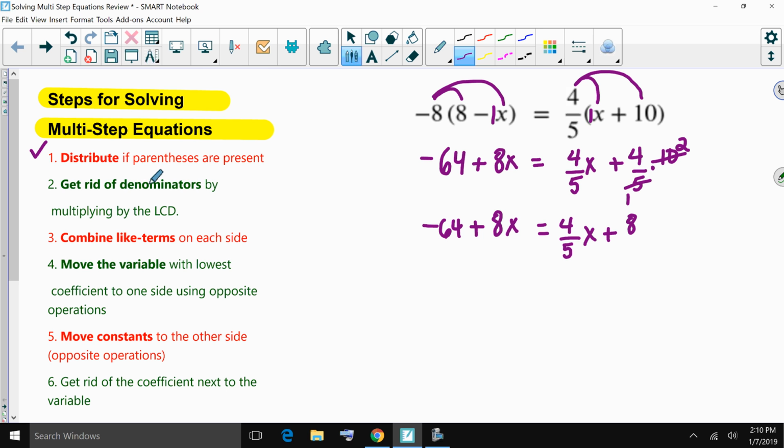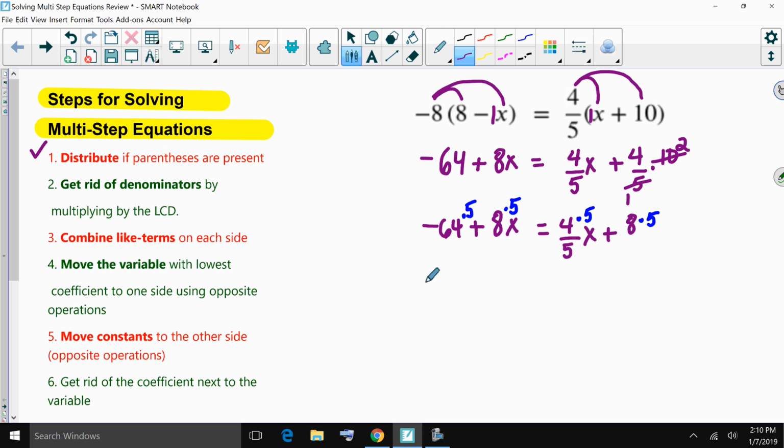Now I'm going to get rid of the denominators by multiplying by the least common denominator. Well, lucky me, the only denominator is 5, so that's the least common denominator. So I'm going to multiply everything by 5. I'm going to multiply this one by 5, this one by 5, this number by 5, and this number by 5.